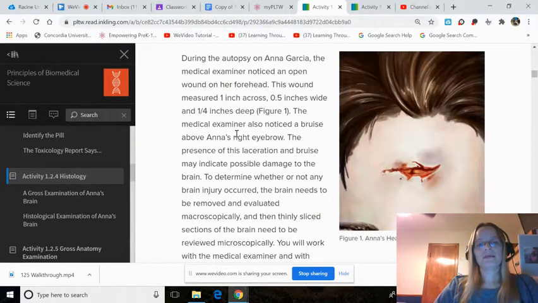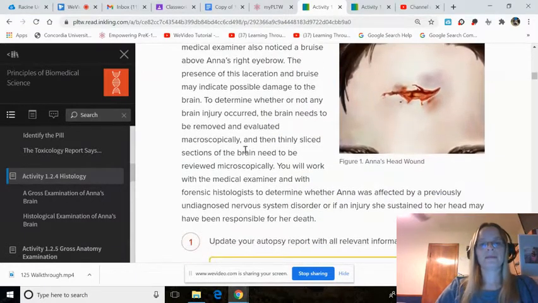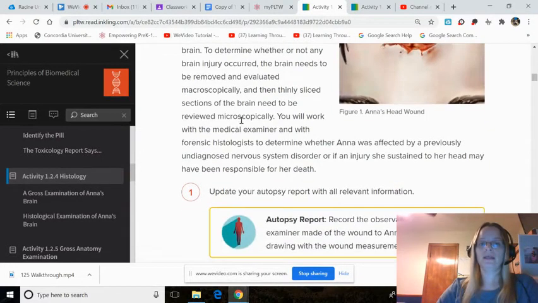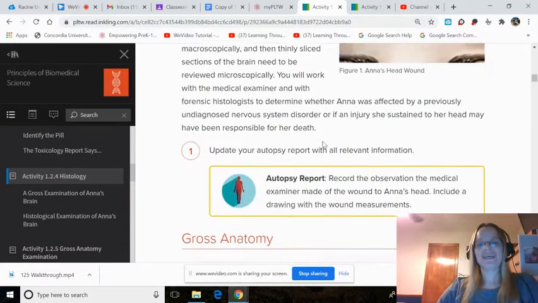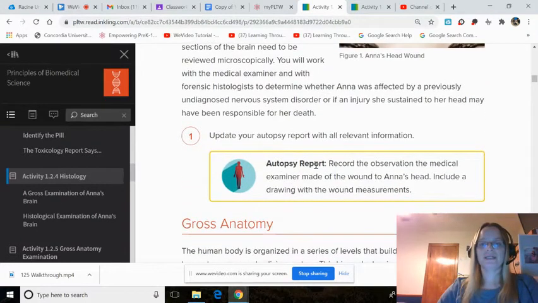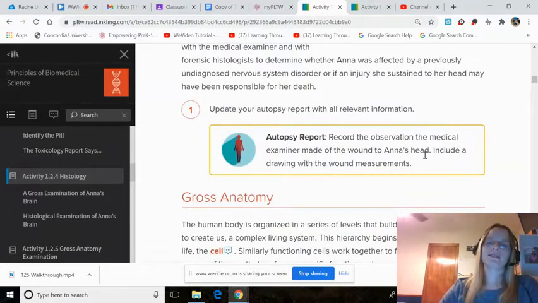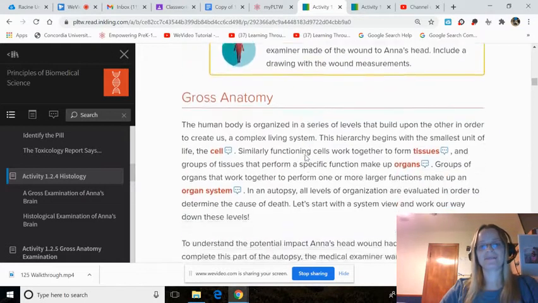So read through that. Yep. So to determine whether or not any brain injury occurred, the brain needs to be removed and evaluated. Okay, so that's what we're doing today. So here it is. Update your autopsy report with all relevant information. Okay, so it says record observations the medical examiner made of the wound on Anna's head. We'll come back to that. It says include drawings, but doing things virtually, we can't include drawings.